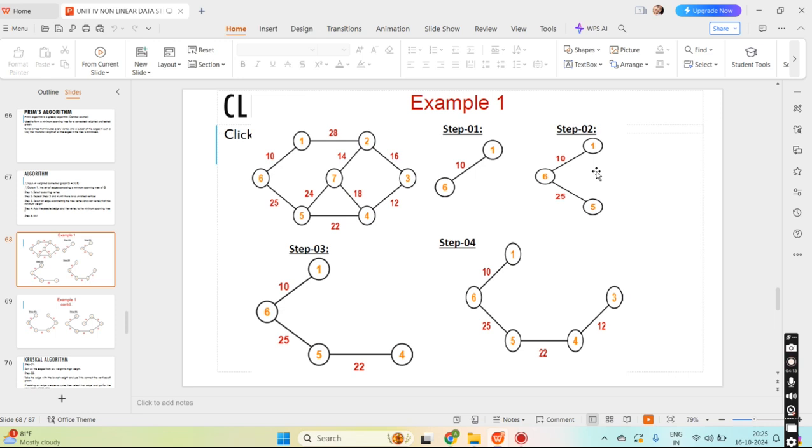The third step is to identify the minimum weight from 5. In this vertex, 5 and 7 have 24 and 5 and 4 have 22. So we have to identify the minimum value, and 22 is the minimum value. So we create an edge between 5 and 4. Next, the fourth step is from 4: we can identify the minimum weight, from 4 to 7 it is 18, from 4 to 3 it is 12. So the minimum value is 12, and we create an edge between 4 and 3.